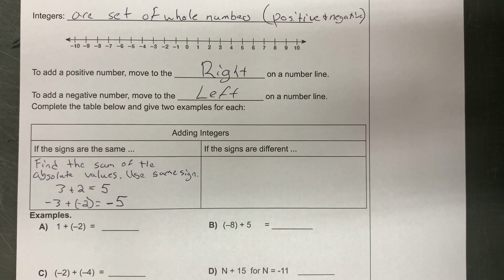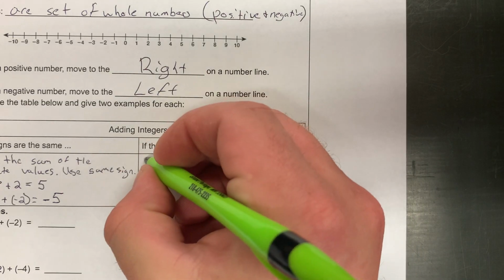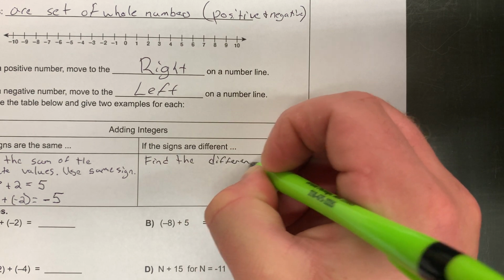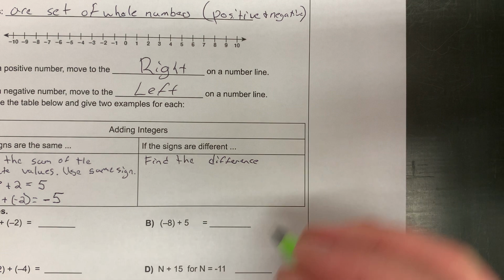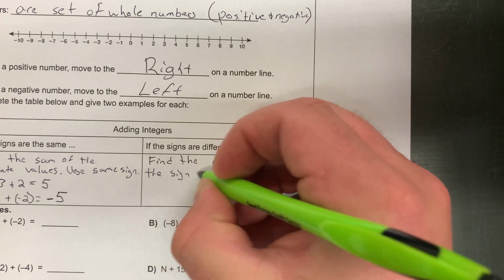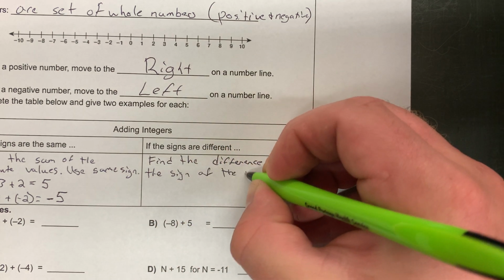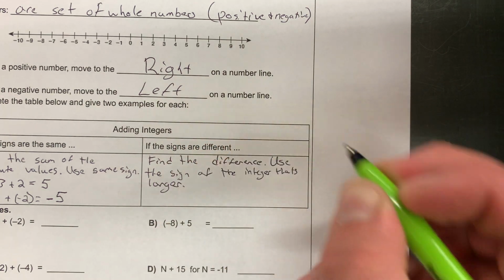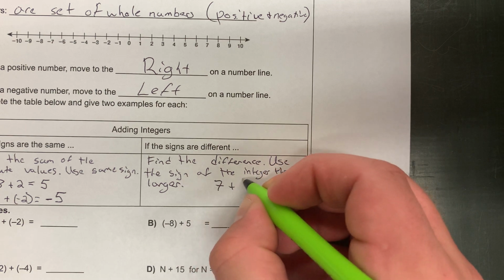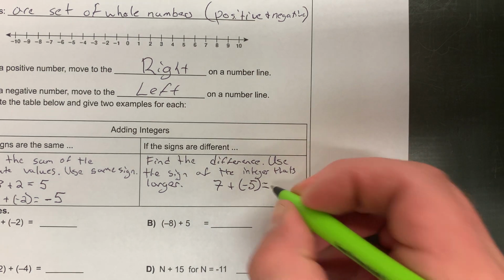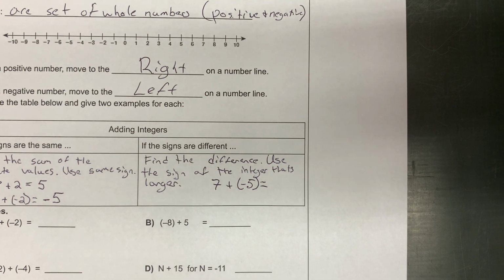Okay. If the signs are different, we need to find the difference between the two, and then we need to use the sign of the integer that's larger. An example of this is 7 plus -5. 7 is larger than -5, so it's going to be a positive, so I don't have to worry about putting a negative sign there. 7 and 5, the difference between the two is 2.